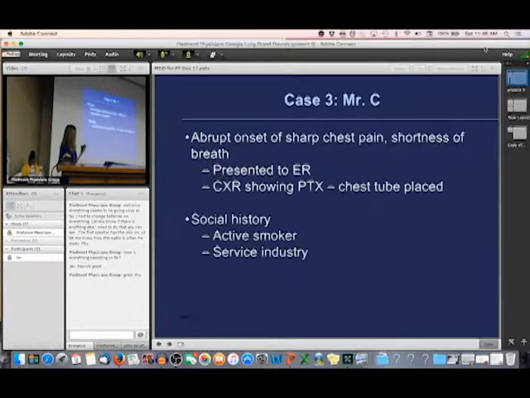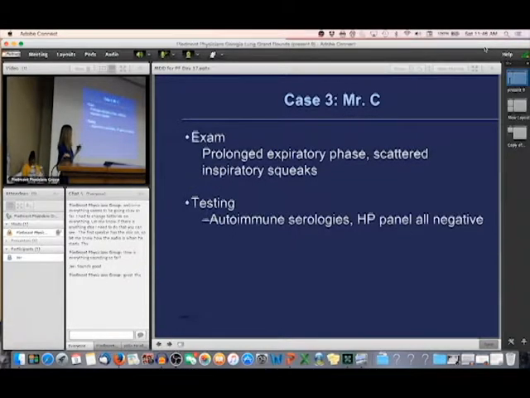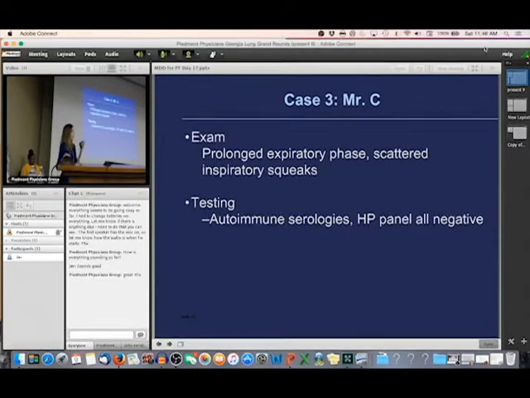On exam, that exam is not what it was. I did this while I was watching hurricane coverage, so I was very distracted. It's a different exam. In his initial presentation, his lungs were pretty clear, but he had absence of breath sounds in part of the affected lung. He did ultimately have some serologic testing, all of which was unrevealing.